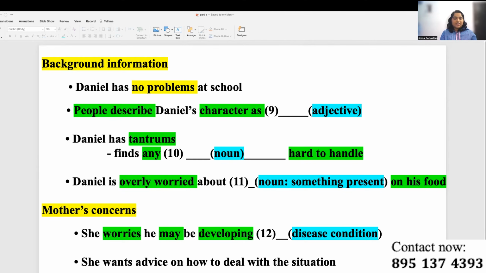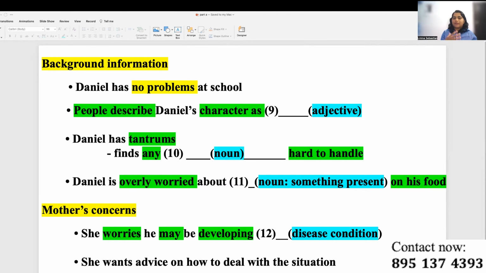Okay, then next one, mother's concern, another heading. So that heading is important. Again under that, she worries he may be developing dash. So worries is very important, may is very important, and developing is an important keyword. So the mother is telling her worries or her concern. What may he be developing?